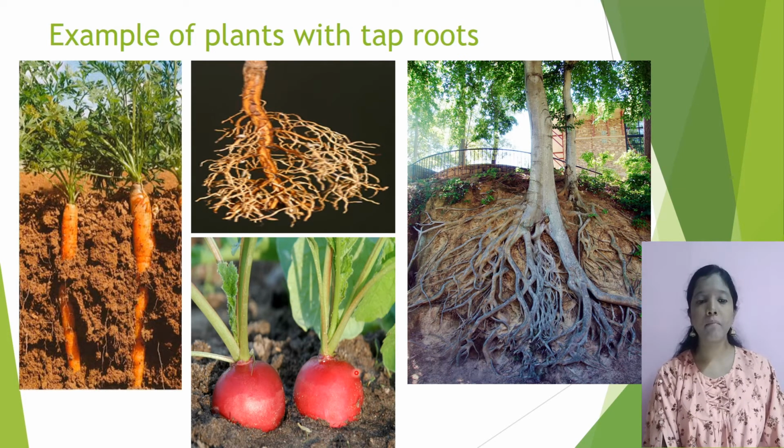Here we have an example of radish. Radish also is a root. Here we can see a tree that is having so much stem and then the roots, which is spread all over, going in deep or long places in search of water.